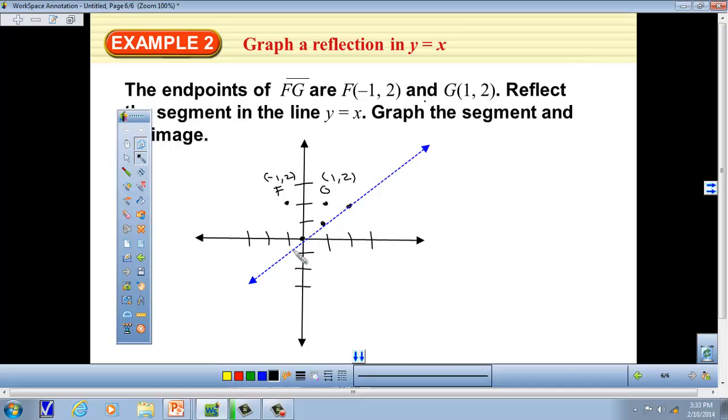Again, negative 1, negative 1 is a point, negative 2, negative 2 is a point, negative 3, negative 3 is a point. All of those are points on the line.